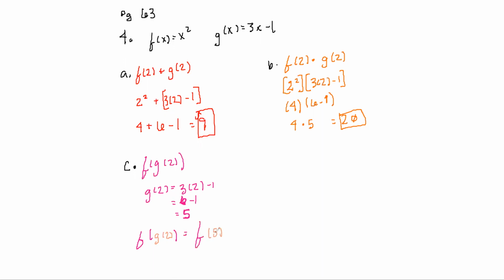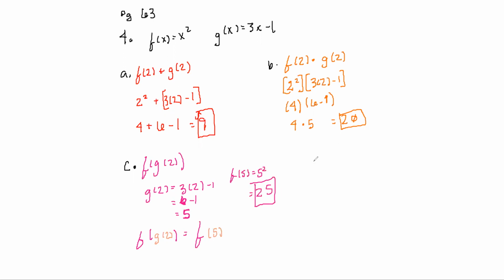So this is f of 5. And the way we're going to do that is just put it right back in. So f of 5 is equal to 5 squared, which is equal to 25. Ta-da!